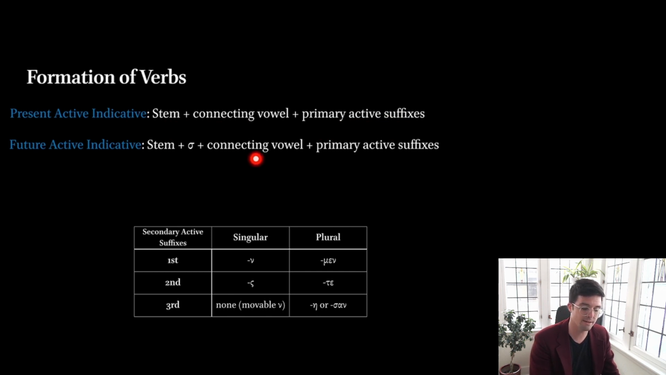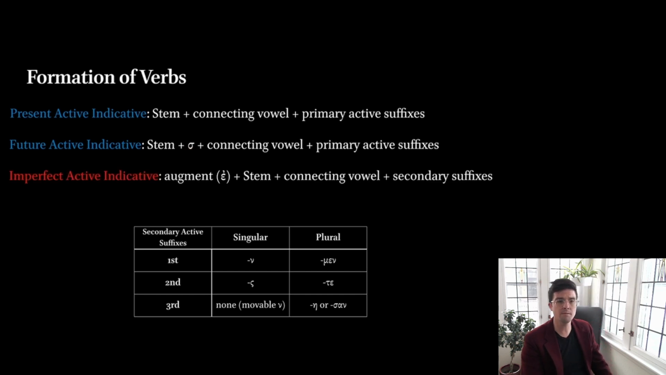The future active indicative is formed very similarly, except that sigma is stuck in between the stem and the connecting vowel. So the present active indicative and the future active indicative look very similar to one another, besides the fact that the future has this sigma that is characteristic of it.